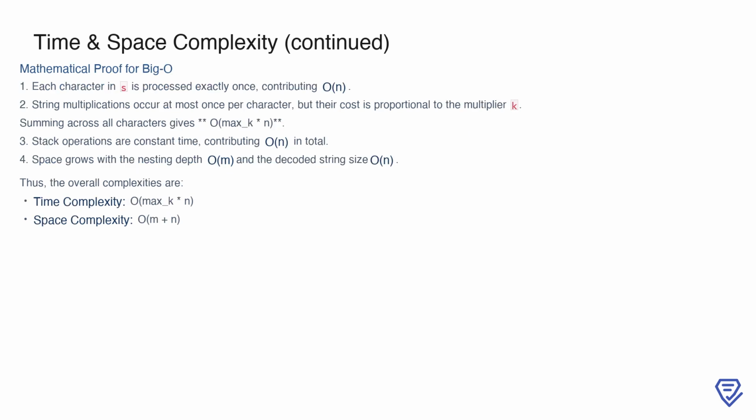To mathematically validate the big O analysis, consider the following: each character in the input string is processed exactly once, contributing O(n) to the time complexity.